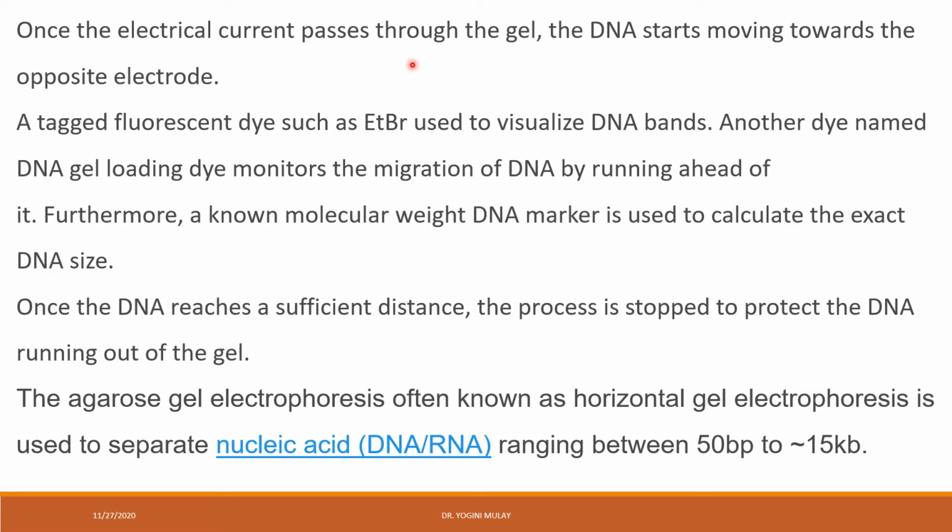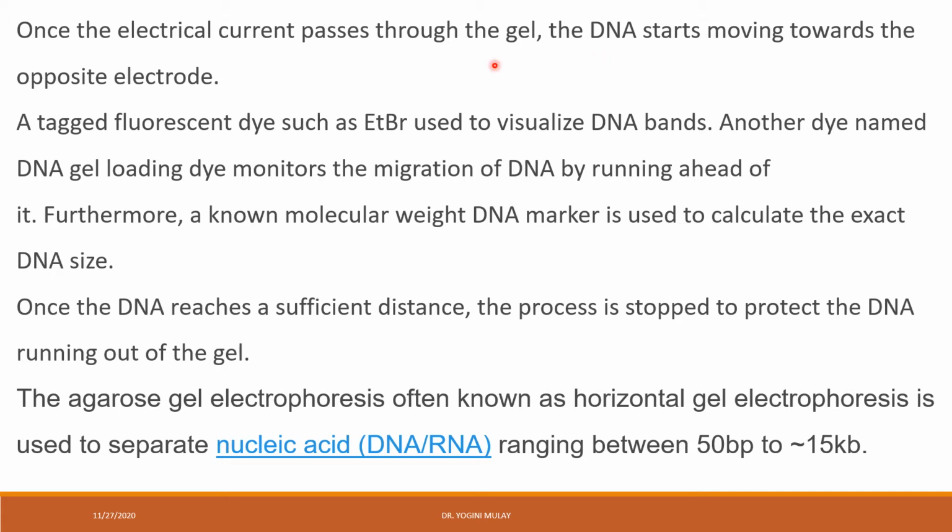Now, once the electrical current passes through the gel, the DNA starts moving towards the opposite electrode because DNA has a negative charge due to the presence of the phosphate group. As the electric current passes through the gel, being a negatively charged molecule, it moves towards the positively charged electrode.